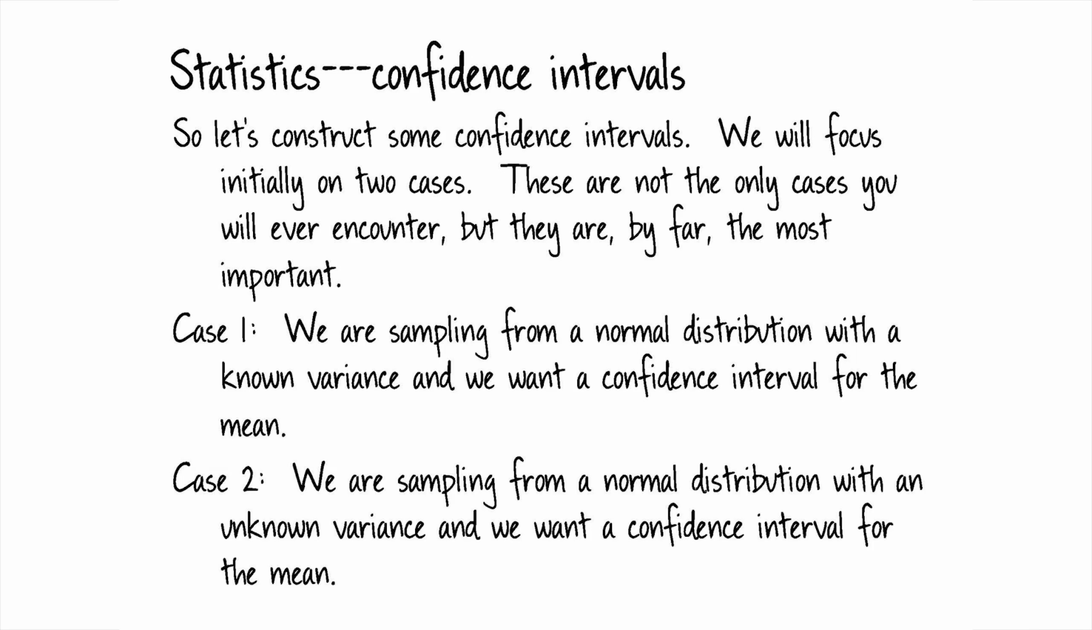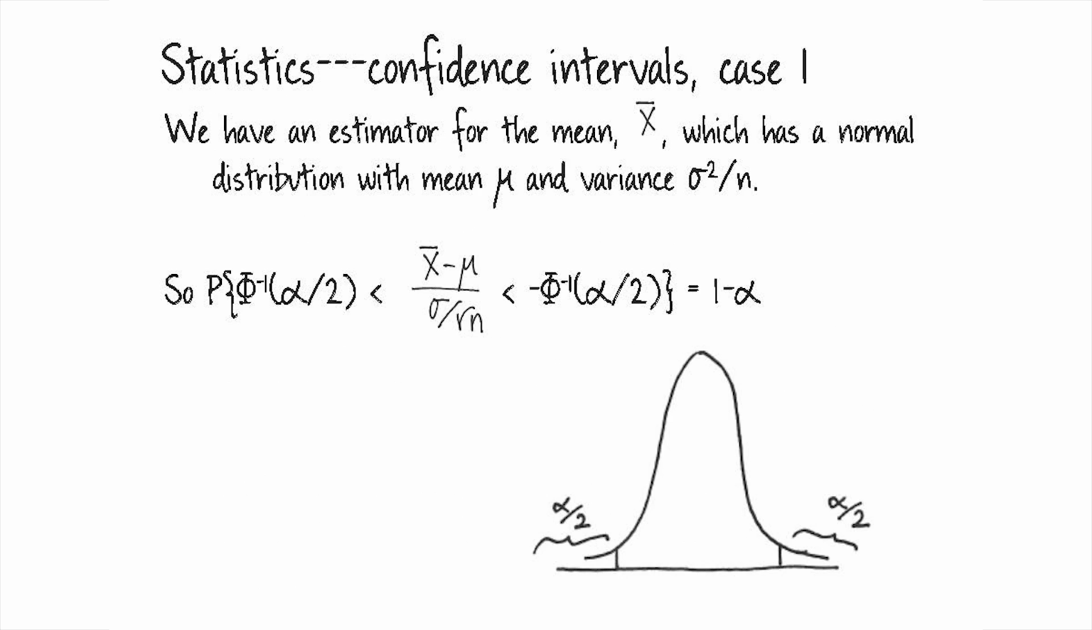Okay, so case one, we're sampling from a normal distribution with a known variance, and we want a confidence interval for the mean. Okay, so sampling from a normal distribution, and we know the variance. Case two, same situation, but we don't know the variance. Okay, so let's consider case one.